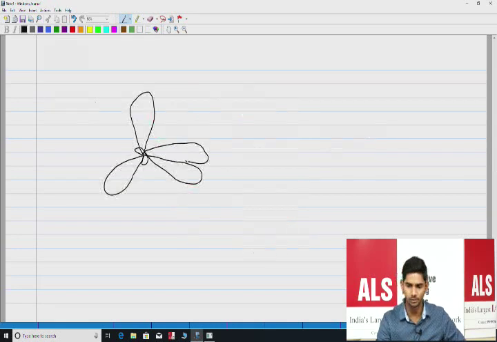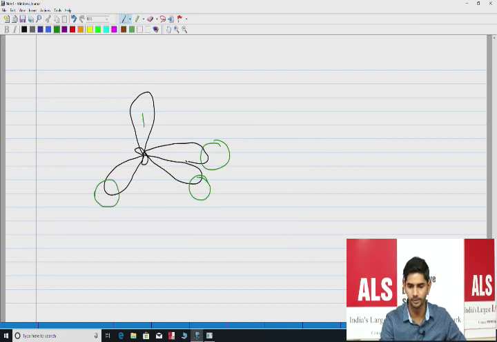So it is your choice. You can pick any of the 3. I have chosen these 3, and this one will become the lone pair. This is the formation of ammonia. And you can draw this one like this as well. This is nitrogen.